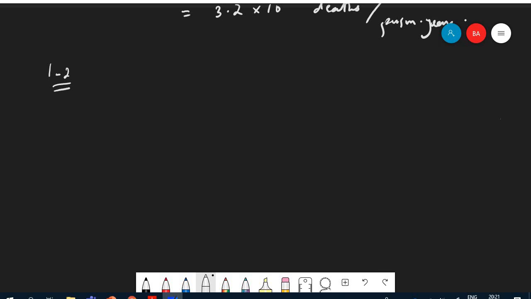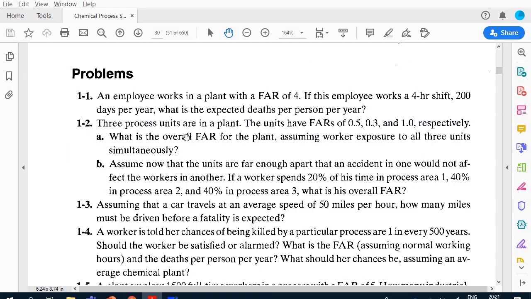1.1.2. So going to problem 1.2, the problem says that there are three process units in a plant. The units have FARs of 0.5, 0.3, and 1 respectively. So 0.5 for the first one, 0.3 for the second unit, 1 for the third unit. The overall FAR for the plant, assuming worker exposure to all three. So the worker is exposed to all three units. Because he's exposed to all three units, that means we need to add all the FAR for that person.